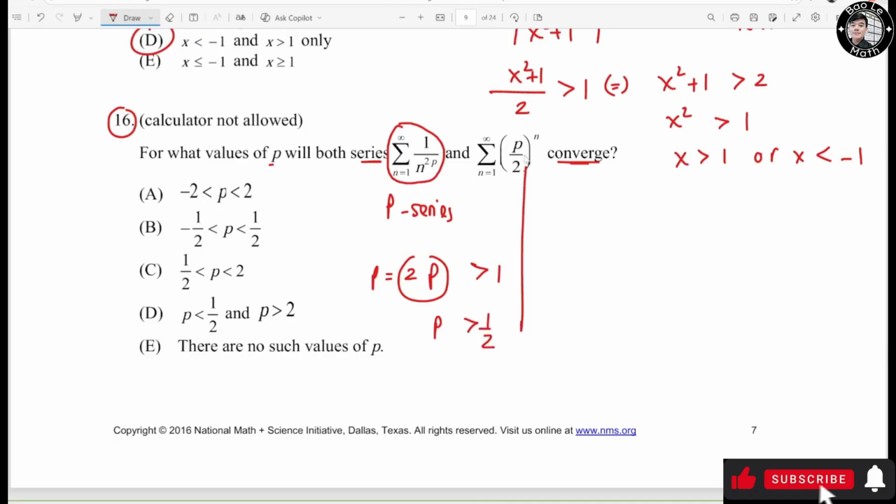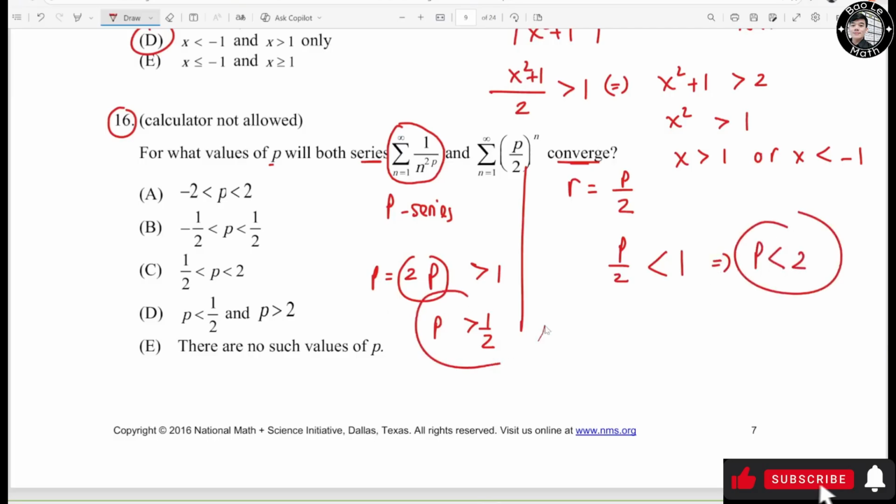Now, this one is actually a geometric series, where the common ratio is p over 2, right? So in order for this series to be convergent, we need p over 2 less than 1, right? So then p less than 2. We combine this and this, it should be from 1 half to 2. The answer must be C.